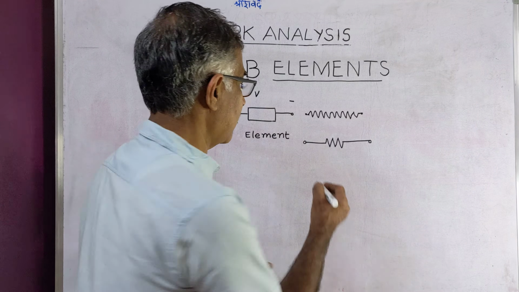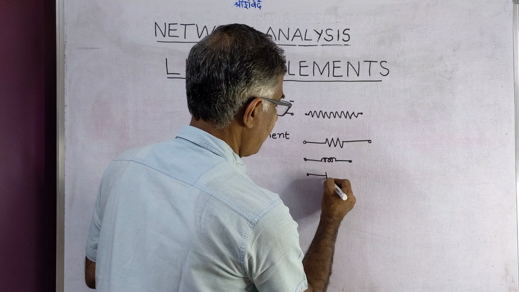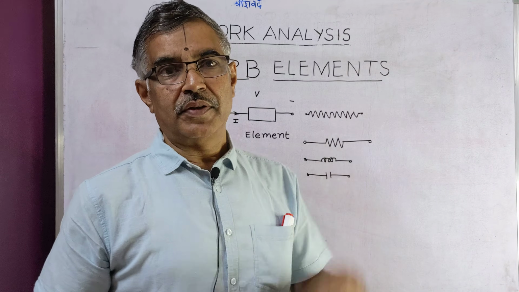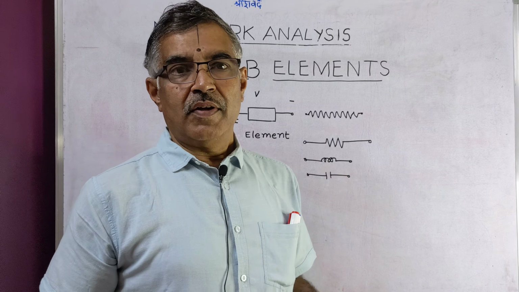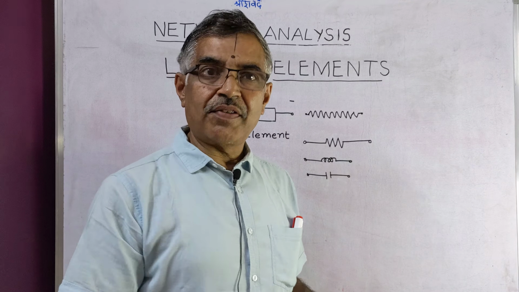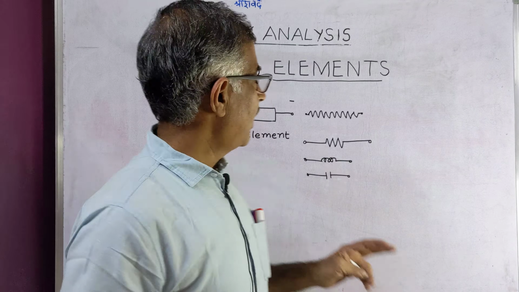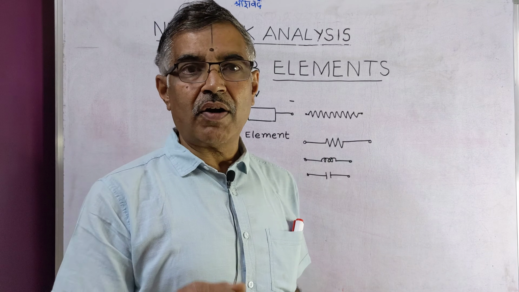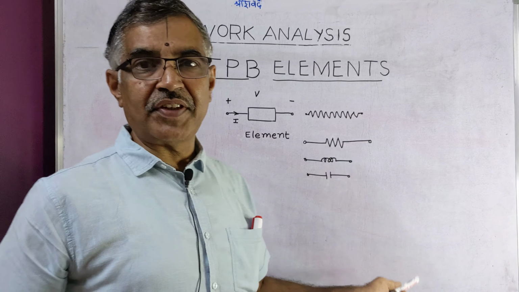Similarly, lumped inductance, lumped capacitance. And opposite to this word lumped is distributed. Distribution of parameters comes in the case of transmission lines, antennas, etc. But for the time being, we are concerned only with lumped elements, and the parameters are supposed to be concentrated at a single point. They are called lumped parameters: lumped resistance, lumped inductance, lumped capacitance.